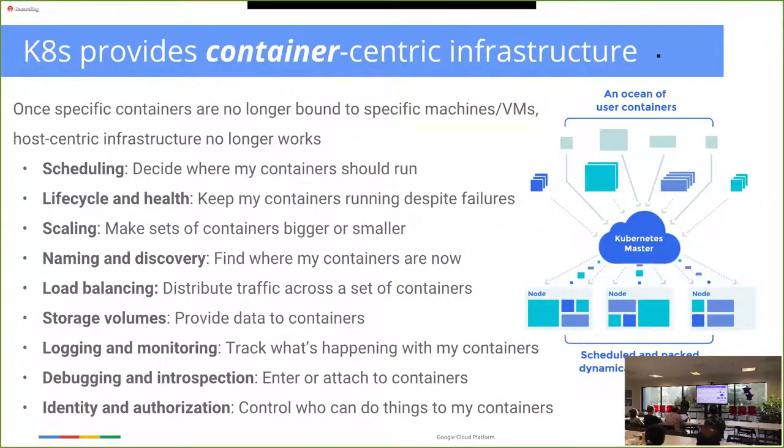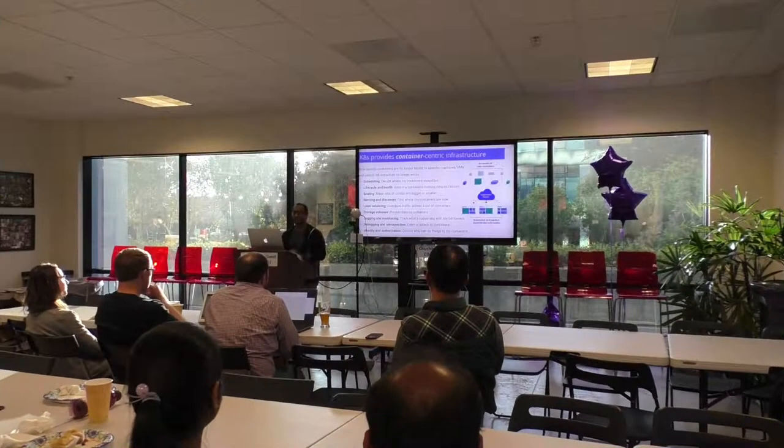What does Kubernetes do? It's container-centric infrastructure. It gives you all the tools that you need to manage and productionize container-centric applications. And when I say manage and productionize, I mean all of the things that are listed here. There's scheduling: where do I put my workload? There is lifecycle and health: how do I know how well my container is doing, and how do I ensure that they're running irrespective of what happens? Nodes go down, hardware fails, and so on. Then scaling, where I want to scale the workload up and down, especially for stateless stuff, which is where we started with Kubernetes.